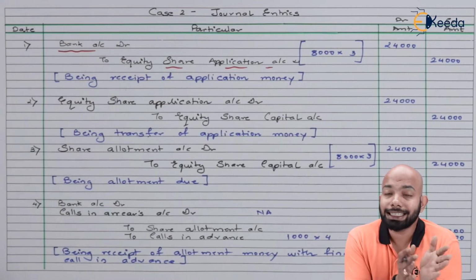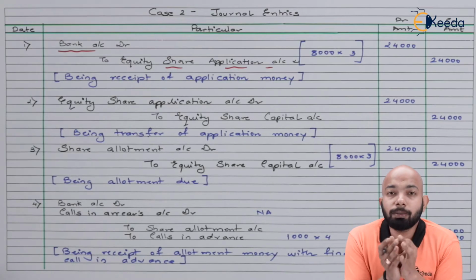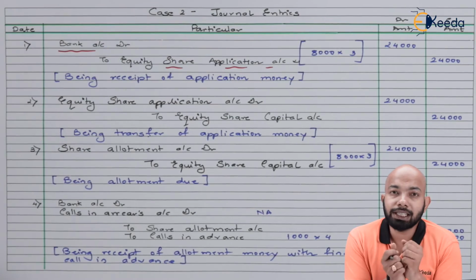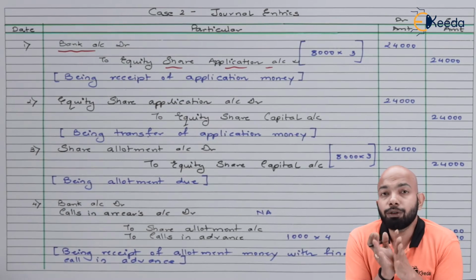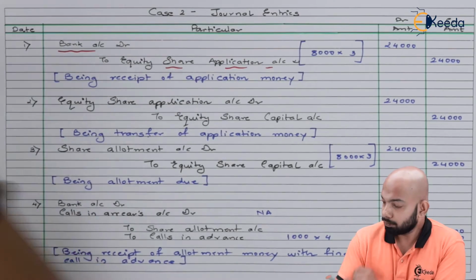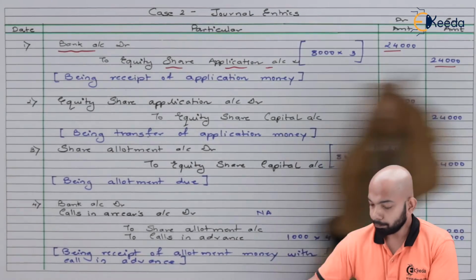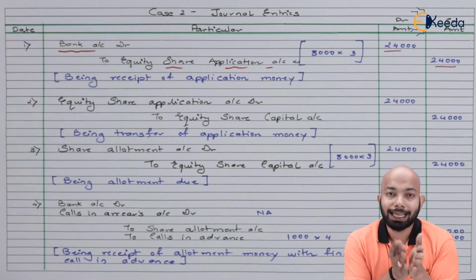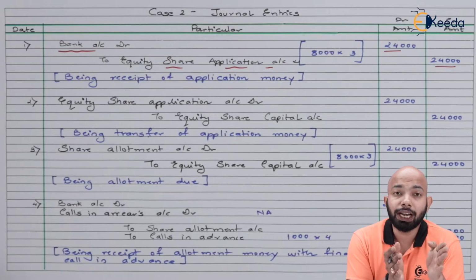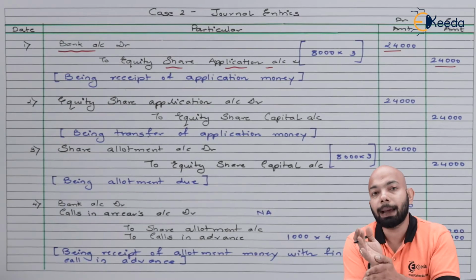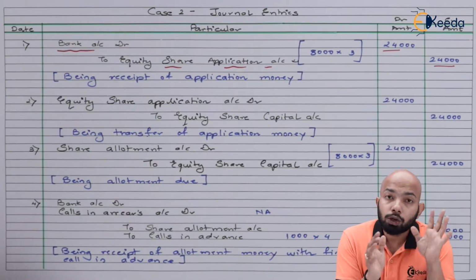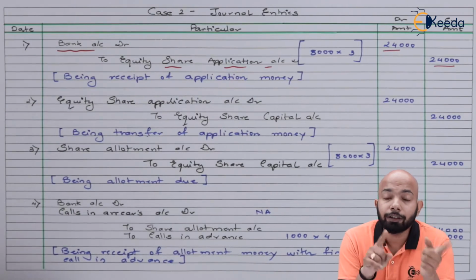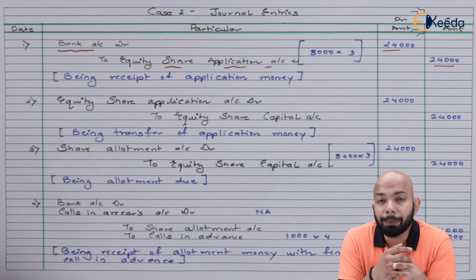On application, they are taking rupees 3. That means 8,000 multiplied by 3 is the amount that we have received, somewhere around 24,000. Now this whole 24,000 will be moved to equity share capital. Hence the entry here will be equity share application account debit to equity share capital. That will be the second entry. So whatever application chunk we have received, we have moved it to equity share capital account.